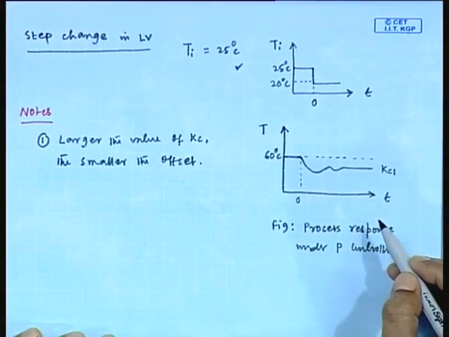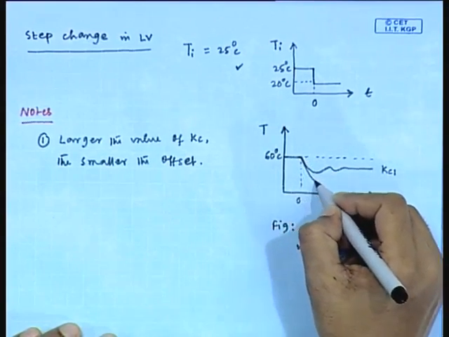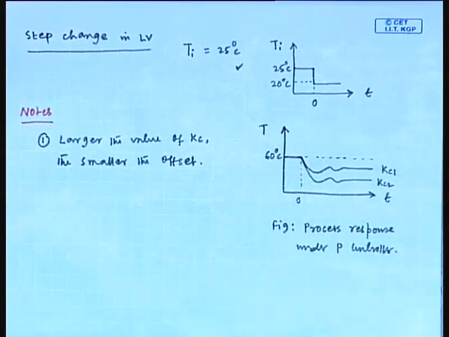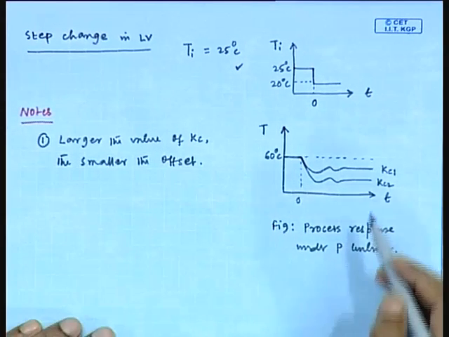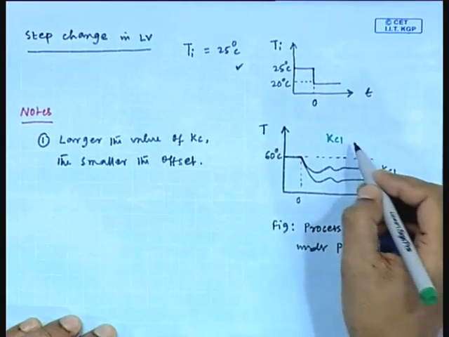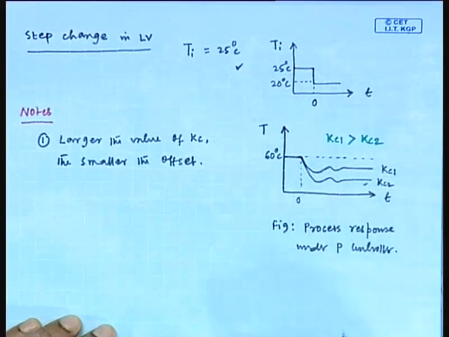Now, we introduce a step change in Ti, then the closed loop process responds in this manner. If we consider another Kc value, then the process responds like this. Fine. If we consider a different proportional gain value, then it responds like this. Now, here Kc1 is greater than Kc2.